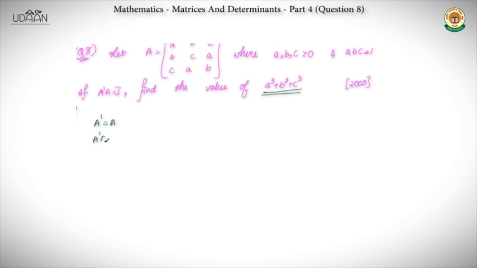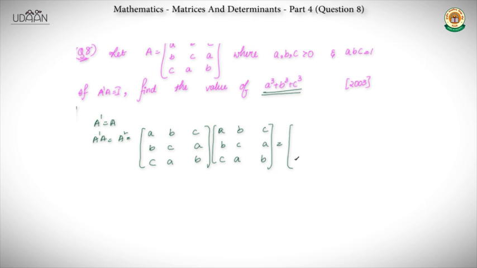So A transpose into A will be A square, and that is going to be A B C, B C A, C A B into the same matrix again. So you're suggesting that we should calculate the value of A square, and that's a huge matrix. Okay, let's see what that matrix is.